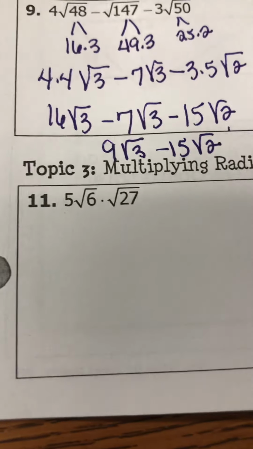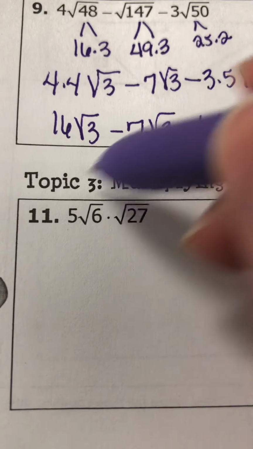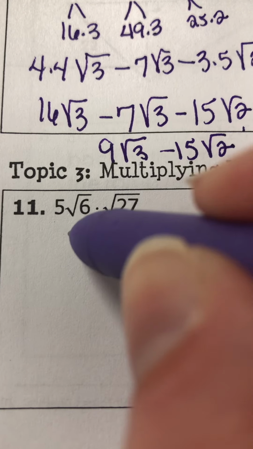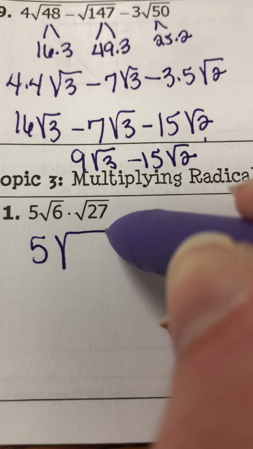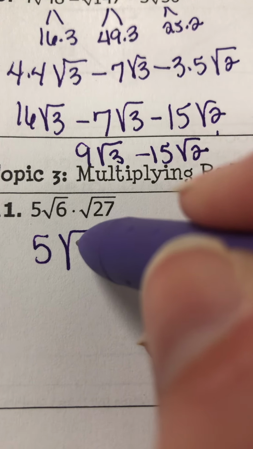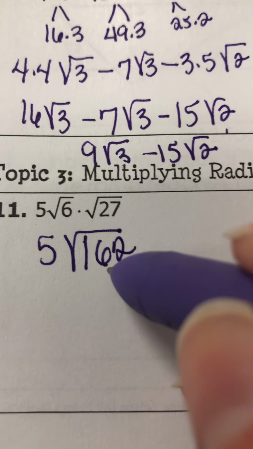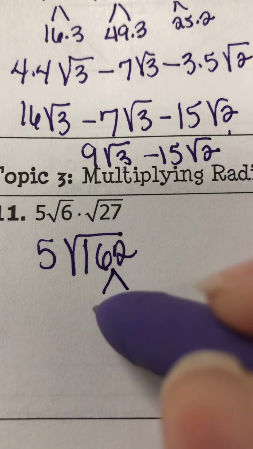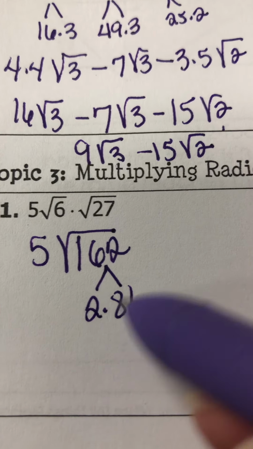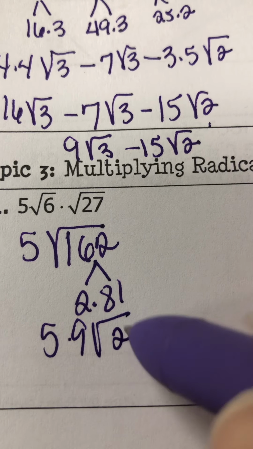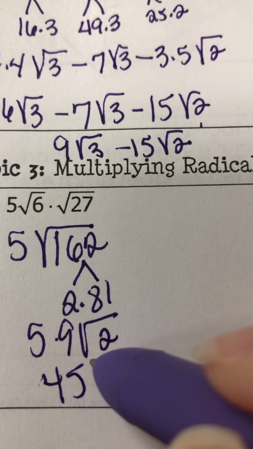Okay, number 11. When you multiply, you can multiply the outsides and then the insides. So 5 times 1 is 5. The square root of 6 times the square root of 27 is 162. Now let's simplify 162. Okay, 2 times 81. 81 is a perfect square, so the square root of 81 is 9, which will give us 45 square roots of 2.